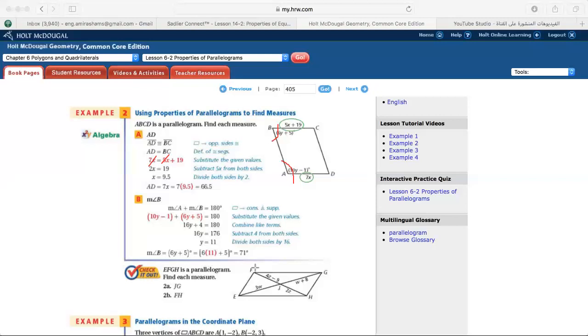Okay, girls, I want you to answer 2A and 2B by yourselves. I'm waiting. 2A and 2B. They want JG. As you know from the properties of the parallelogram, the diagonals bisect each other. And when they bisect each other, JG is equal to JE. Okay, this is the first one. And FH. They want FH. How are you going to get FH? First get JG and I will tell you how to get FH.